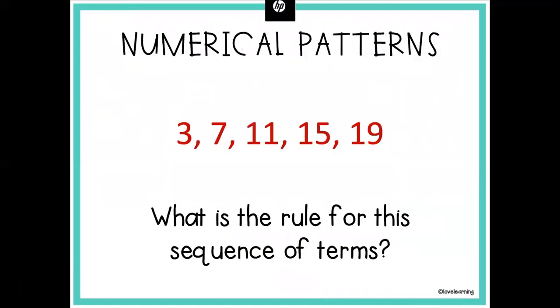Let's look at this numerical pattern. So the question is, what is the rule for this sequence of terms? Remember that a sequence is the list of numbers and the terms are the individual numbers. So one strategy that you can use when identifying a pattern is to figure out the difference between the numbers.